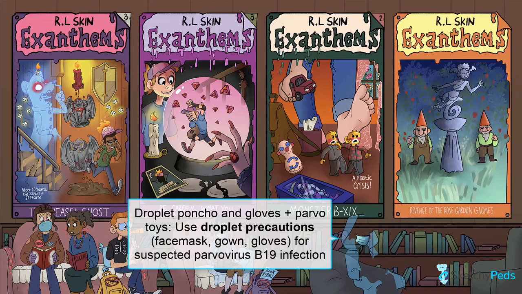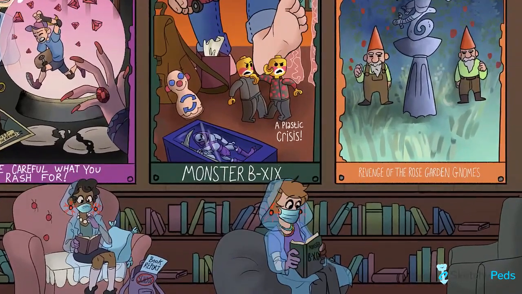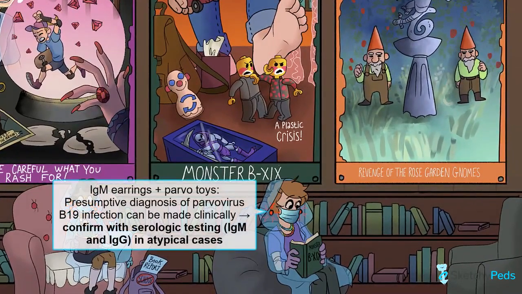Also, given the risk of anemia or aplastic crisis in those with sickle cell anemia, you'll want to check for signs of anemia, such as pallor by looking at the mucous membranes of the mouth and inner eyelids, and signs of weakness or lethargy. While a presumptive diagnosis can often be made by clinical features alone, it should be confirmed with a serologic test for parvovirus B19 specific IgM and IgG antibodies.